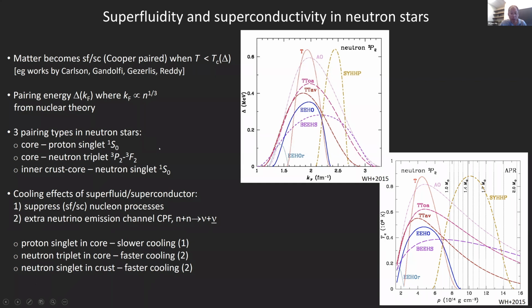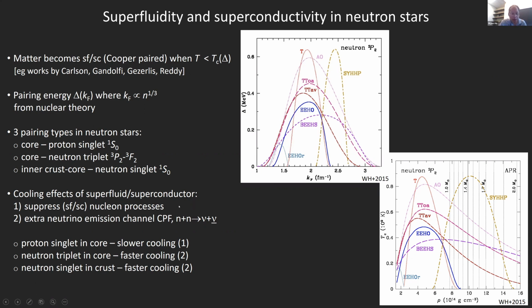Like I said, in neutron stars, there are 3 pairing types. In the core, the protons pair in what's called the singlet or S-wave state. And in the core, the neutrons pair in what's called the triplet state. While in the crust, the neutrons can pair in what's called the singlet state. And they each have a corresponding pairing gap, pairing energy plot similar to this.